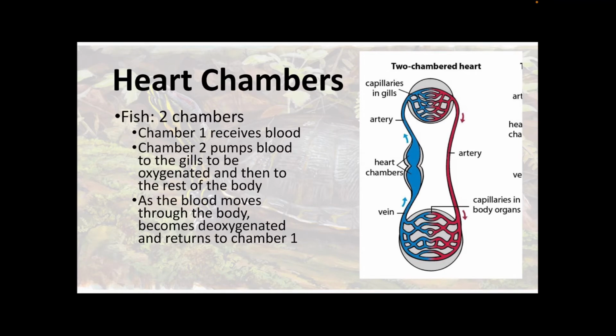Okay, so different vertebrates have different numbers of heart chambers. For example, a fish has only 2 chambers in its heart. The first chamber receives the blood, and then the second chamber will pump the blood into the gills, where it is oxygenated, and then from there it goes to the rest of the body. As the blood moves through the rest of the body, it becomes more and more deoxygenated because the oxygen is being used up by different parts of the body. Then it returns to the first chamber to get oxygenated once again.